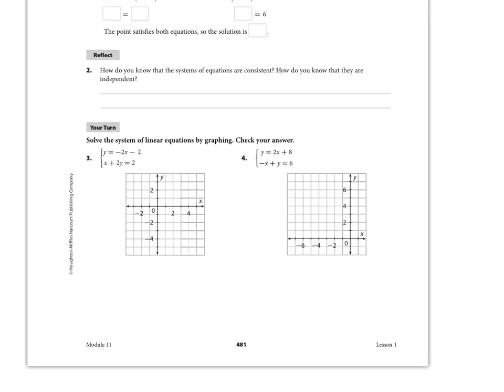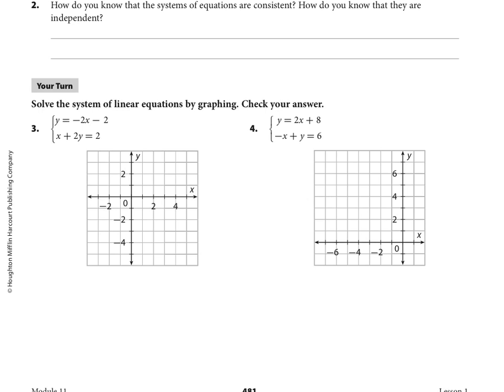So let's do Your Turn number 3. We have the equation y equals negative 2x minus 2. I'm just going to graph it using slope-intercept form. That means my b is right here, the negative 2, so I start at negative 2. My slope is negative 2 as well, which means I'm going to go down 2 and over 1.